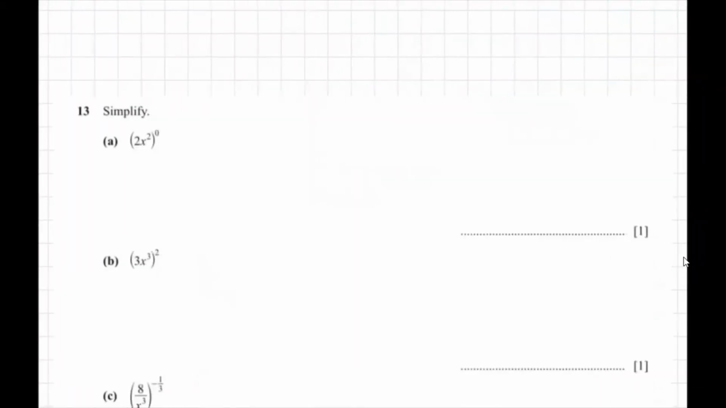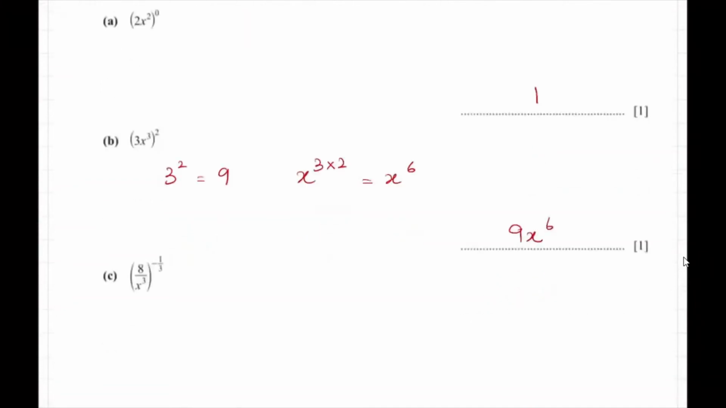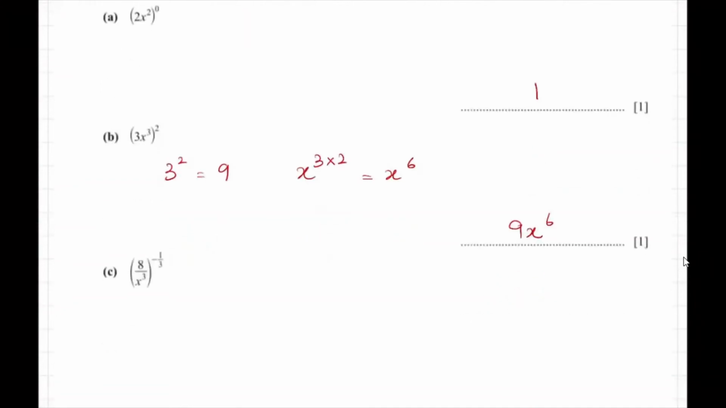Okay. Simplify anything to the power of 0 is 1. 3 square is 9. And x cube multiplied by 2 is x to the power of 6. So your answer is 9x to the power of 6. You can always divide your working in numbers and variables so that it's much easier.